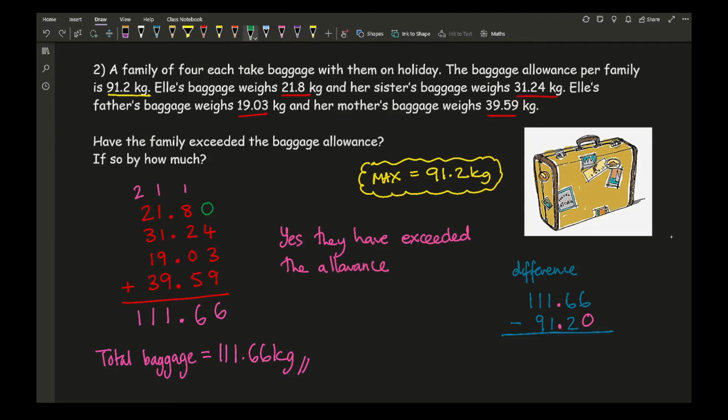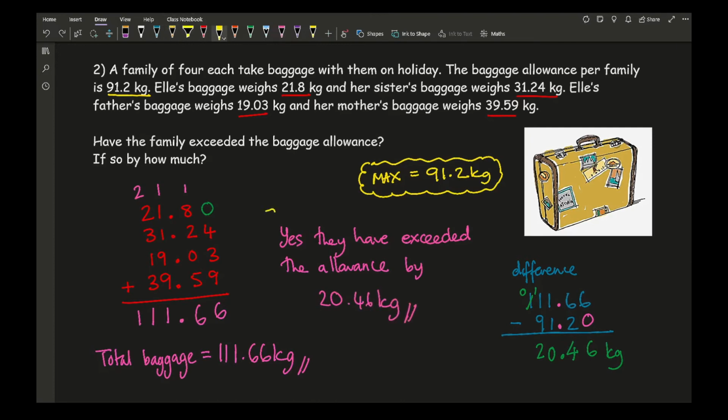So 6 plus 0 is 6. 6 take away 2 is 4. And then 1 take away 1 is 0. I have to borrow 1 off there to make that 11. So, and then we've got 20.46. And then we go back to our answer, and they've exceeded it by 20.46 kilograms. And there is my final answer.